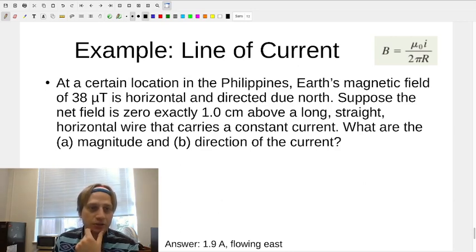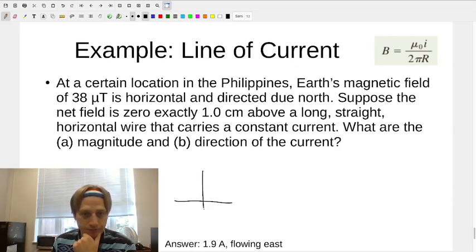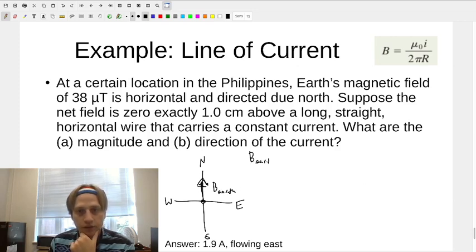It says, at a certain location in the Philippines, Earth's magnetic field of 38 microteslas is horizontal and directed due north. So there's our B from the Earth, and it's equal to 38 times 10 to the minus 6 Tesla.